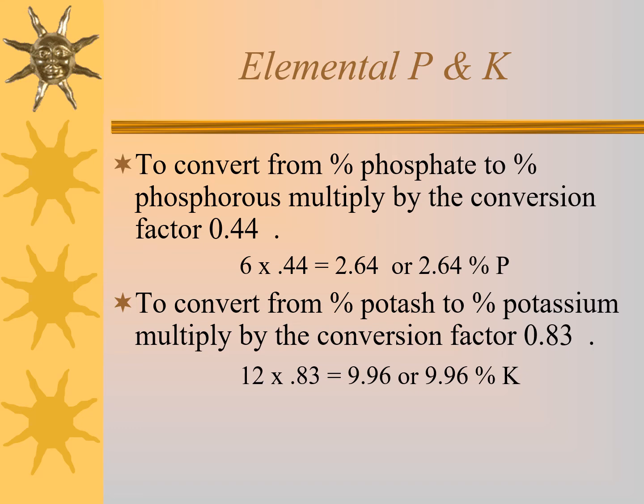And let me go ahead and do it. So I could write it like this: 19-2.64-9.96. This rewritten analysis tells you precisely the percentages of nitrogen, phosphorus, and potassium that are found in this particular fertilizer.